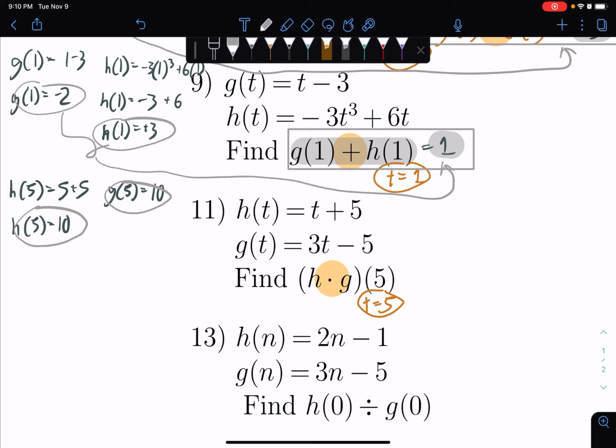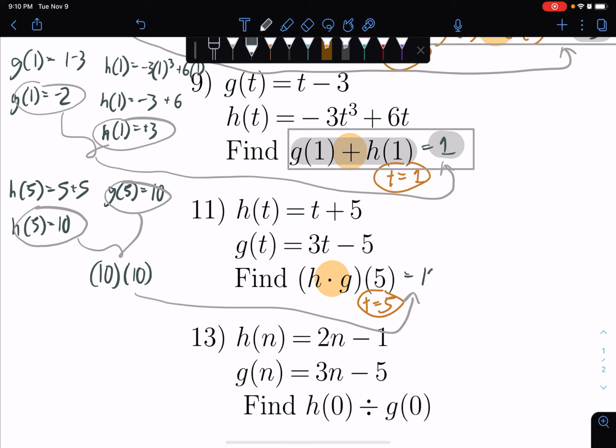So in other words, I won't be writing it anymore. I'll just say it now. H of 5 times g of 5. So in other words, 10 times 10. We'll place it here, place an equal sign, it's equal to 100. That is our final answer.